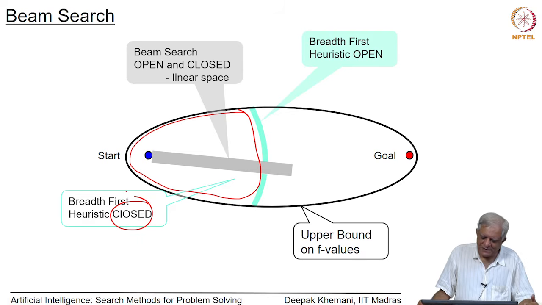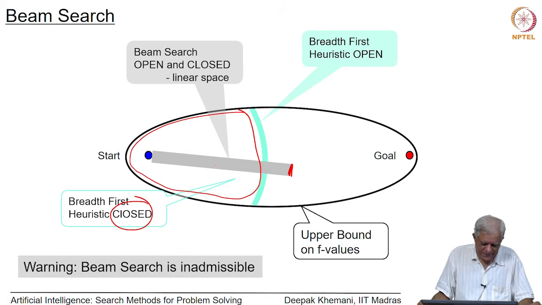Beam search, as we have said, our main attraction towards beam search is because of the fact that it requires linear space together for open and closed. So, open is only at the front edge of this, and the rest of this shaded region is a closed essentially, and we have seen that it grows linearly W into D, where W is the beam width. But of course, it comes with a warning that beam search is not admissible. It will not give you the optimal path. It will definitely give you a path, but not necessarily an optimal path.